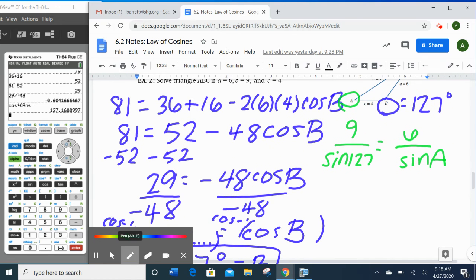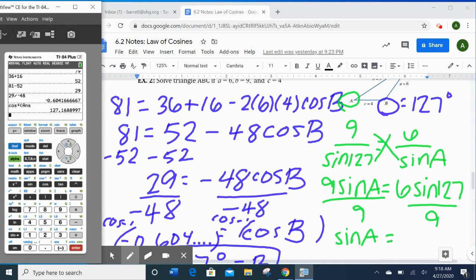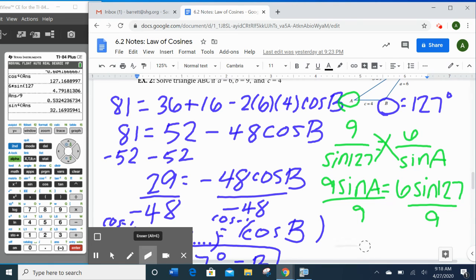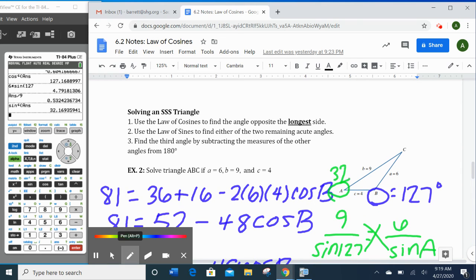So I'm going to cross multiply. 9 times sine of A equals 6 times sine of 127. I'm going to divide by 9. So sine of A is going to be equal to 6 times sine of 127 divided by 9, which is that. So I'm just going to do sine inverse of that answer. And it's going to tell me that angle A is 32 degrees. So now angle A is 32 degrees.